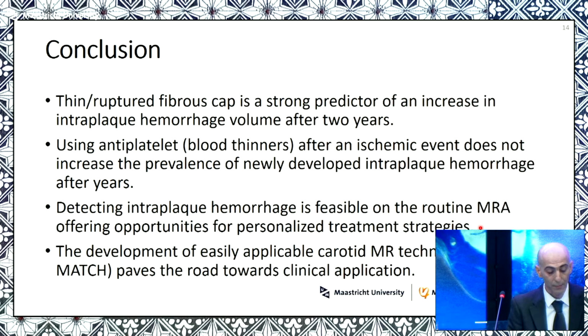As a conclusion, thin or ruptured fibrous cap is a strong predictor of an increase in intraplaque hemorrhage volume after 2 years. Also, using antiplatelet as blood thinner after ischemic event does not increase the prevalence of a newly developed intraplaque hemorrhage after 2 years follow-up. Detecting intraplaque hemorrhage is feasible in the routine MRA, offering opportunities for personalized treatment strategy.